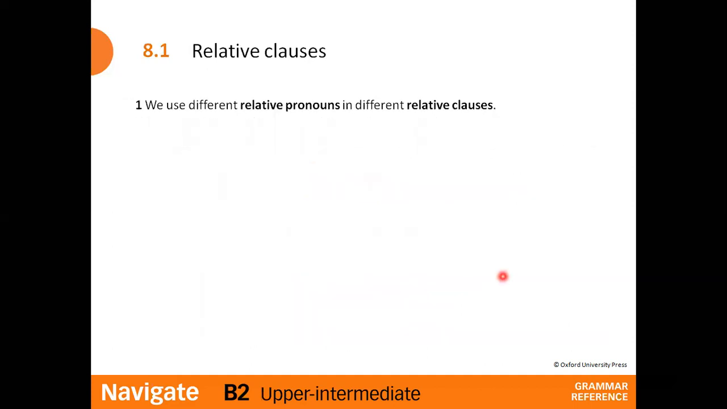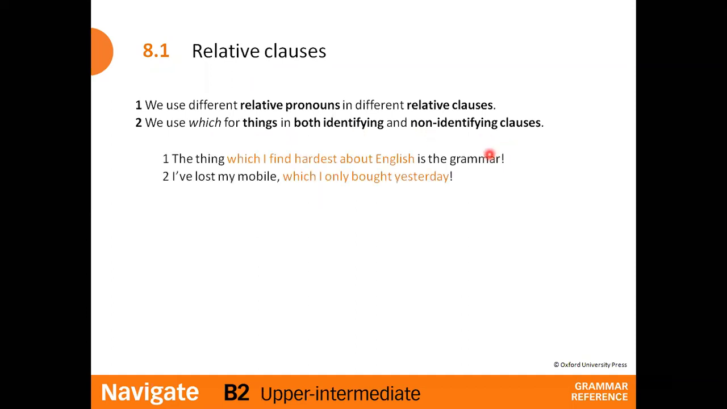Next slide. We use different relative pronouns in different relative clauses. Every relative pronoun has its specific function in a relative clause. We use which for things in both identifying and non-identifying clauses. For example, the thing which I find hardest about English is grammar. Here you can see which, and the thing is identified by this relative clause.